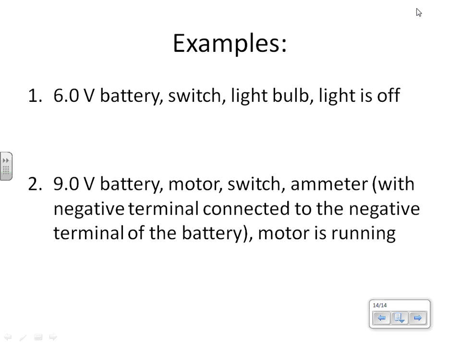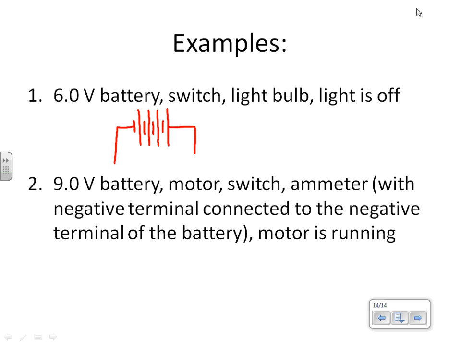Okay, so let's go through a couple of these examples. Can you draw this in the form of a circuit? Can you draw a 6-volt battery, a switch, a light bulb, but the light has to be off. If you want to try drawing that, you can pause it and then restart the video, because I'm going to go through the answer right away. So first off, the 6-volt battery looks like this.